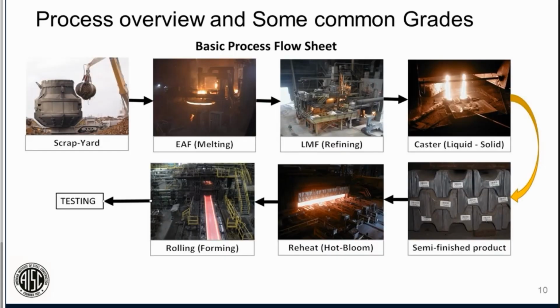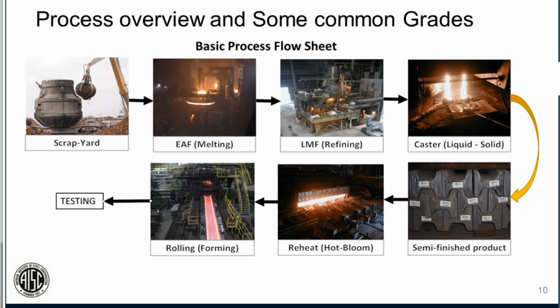Hello, everyone. Here we're going to go over the process overview, and again, we're going to wrap this up with some of the grades of steel that we produce. When you look at the big 1,000-yard picture of this, we start in the scrap yard, where we load our raw materials to be prepared to be charged into the furnace. Then we go into the EAF, electric arc furnace melting. We make the scrap liquid, and we'll take it next to the LMF, the ladle metallurgical furnace. We perform the refining and alloying of the steel.